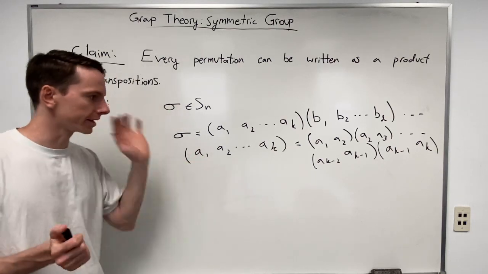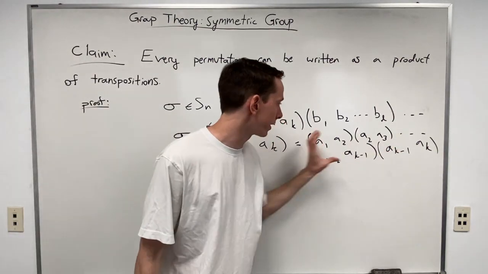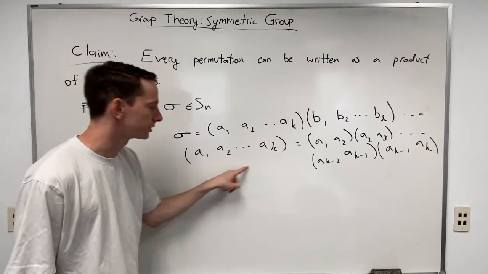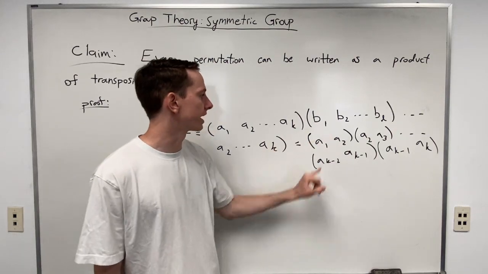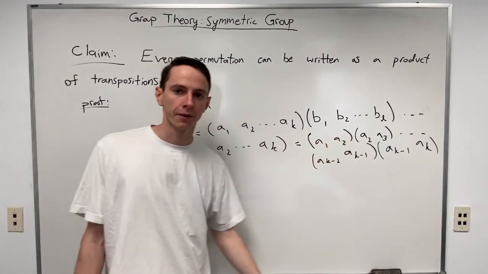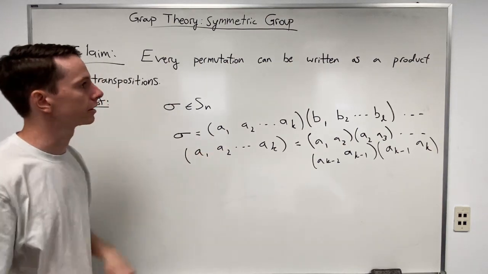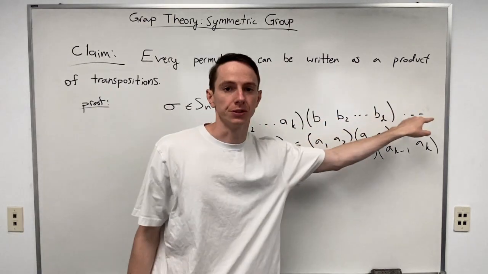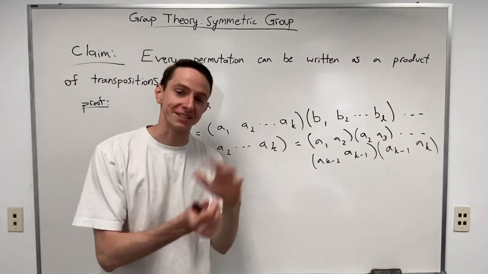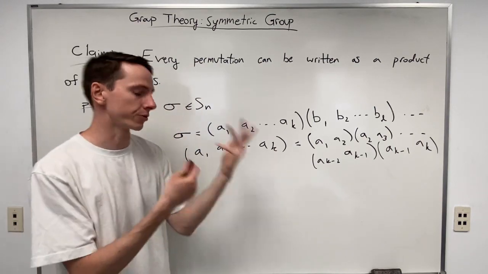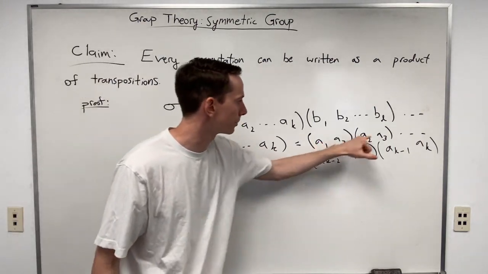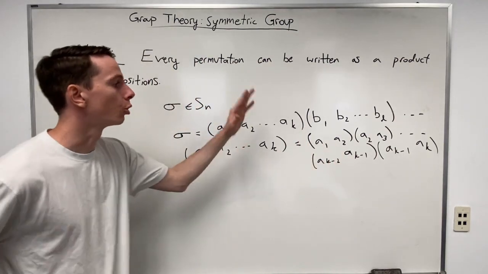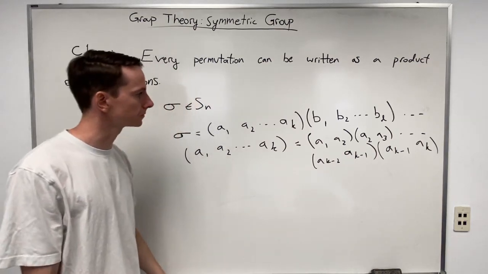Now notice, you might be saying, well, now it looks like it's not in disjoint cycle notation. For example, we see that A2 is in this cycle, but A2 is also in this one. And that's okay. We want to establish early on that the first way of writing sigma is in disjoint cycle notation, but we are decomposing it in a way where it is not in disjoint cycle notation, but rather is a product of two cycles. So it doesn't need to be in disjoint cycle notation when we decompose it as a product of transpositions.